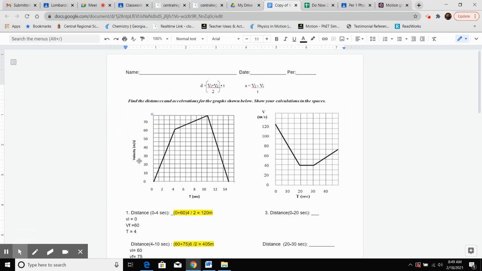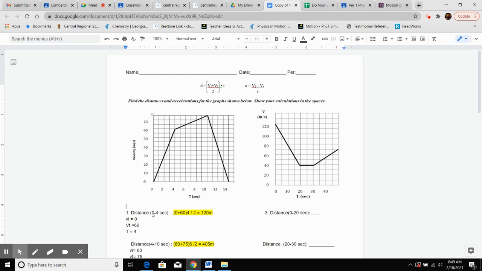So this guy's here, our first graph. When it asks you to find the distance from 0 to 4 seconds, we go to 0. What is our initial velocity? So basically, where are we at 0? That's your VI. You're at 0. Okay, where are you at 4 seconds? Go to 4 and go up and then across. You're at 60. Okay, so you have 60 meters per second worth of your velocity there.